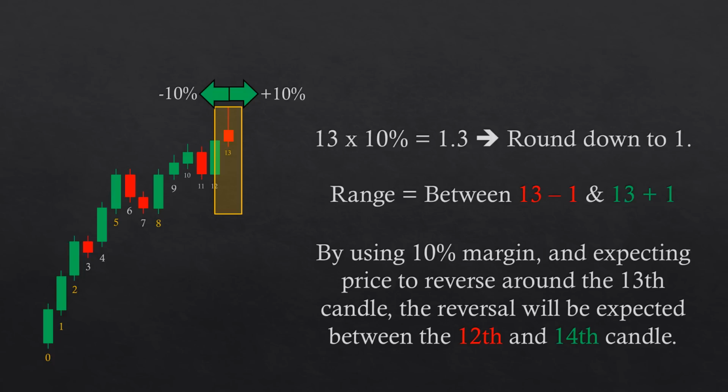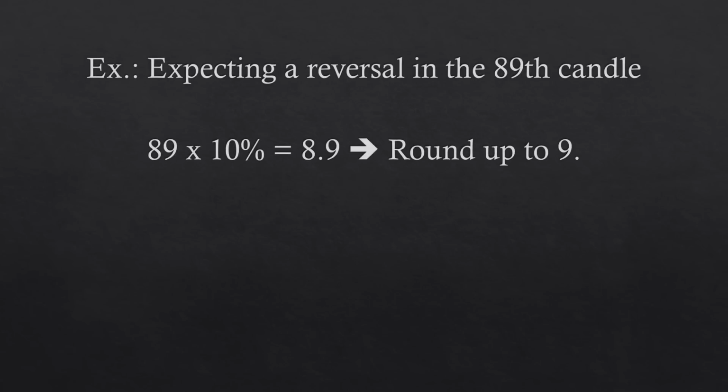A larger margin of error would produce a larger range. Notice also that reversals that are expected in bigger Fibonacci numbers will inevitably produce larger ranges. For example, if a reversal is expected to occur in the 89th candle, the range using a 10% margin of error will be 9 candles, since 89 times 10% equals 8.9, so we round it up to 9. In other words, the reversal has a space of 18 candles to occur in that case.